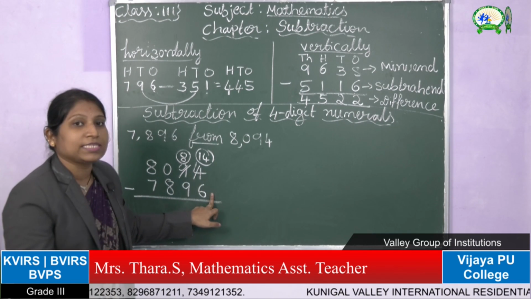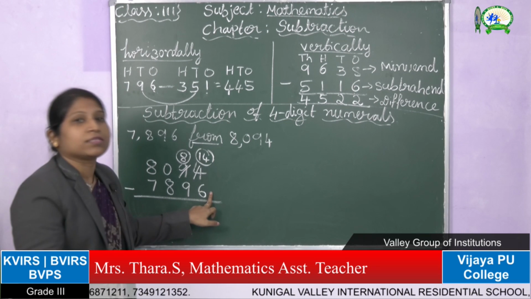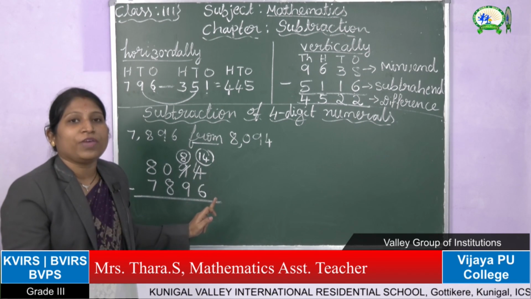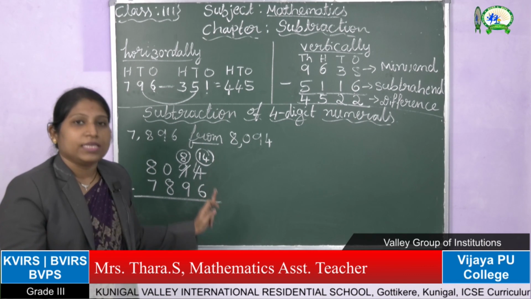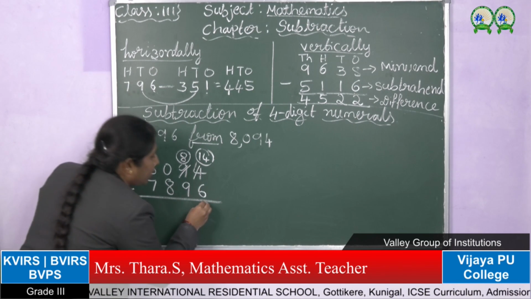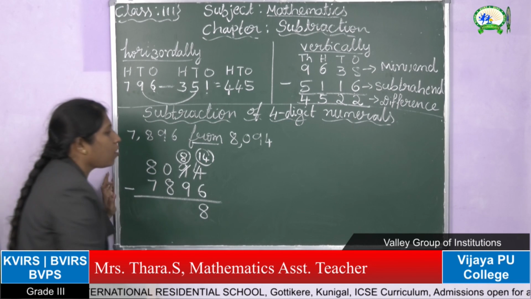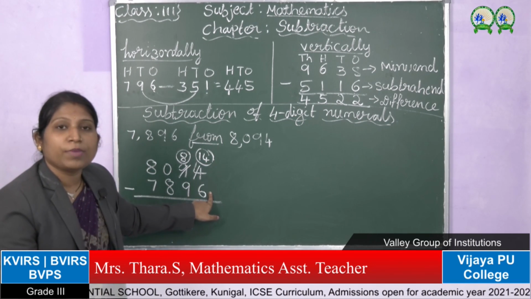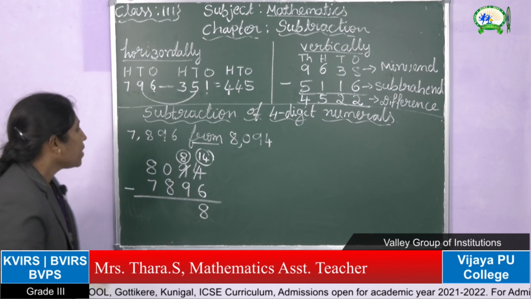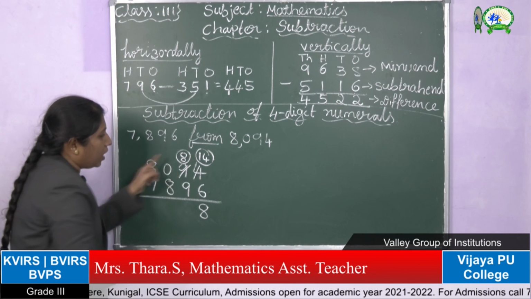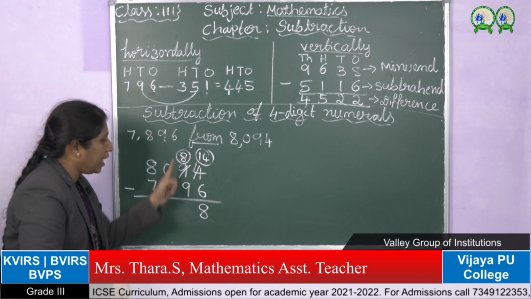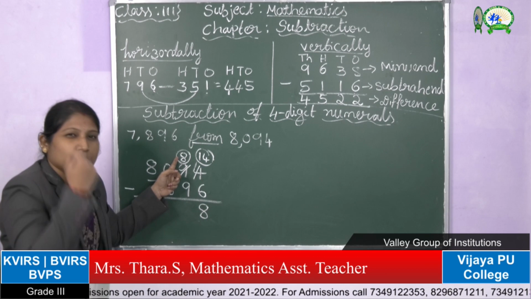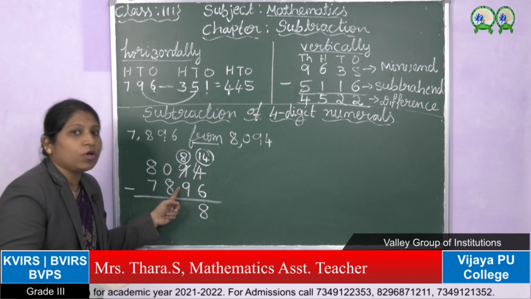Now you can easily subtract 14 minus 6. What will you get? Yes, 8. You are getting 8. Yes or no? So 14 minus 6 is 8. Again, you have to consider this one. 8 minus 9, is it possible? No, because 8 is a small number compared to 9.